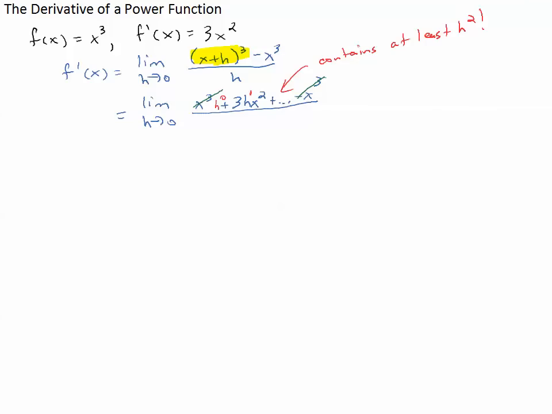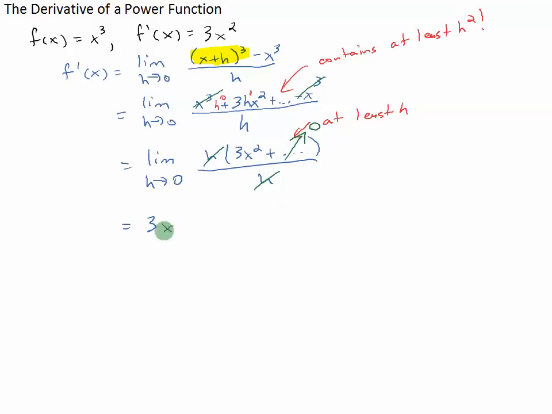Over h. Okay, let's get moving here, right? On top now, I can factor h out. And that leaves 3x squared plus dot dot dot over h. And now the dot dot dot contains at least h. These h's cancel. When I take the limit as h goes to 0, since all of this stuff contains at least h, all of this goes to 0. And you can see that I'm left with just the 3x squared, which is exactly what we wanted.